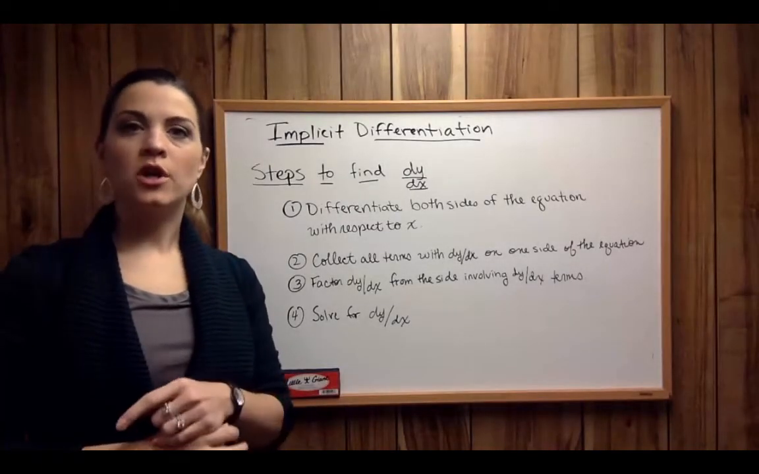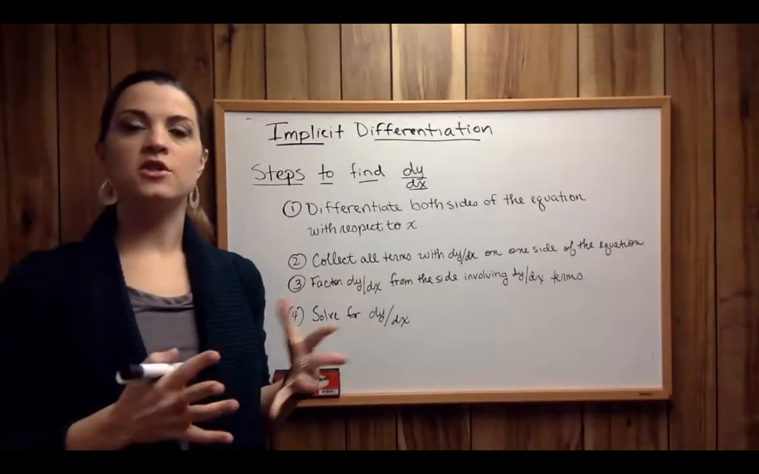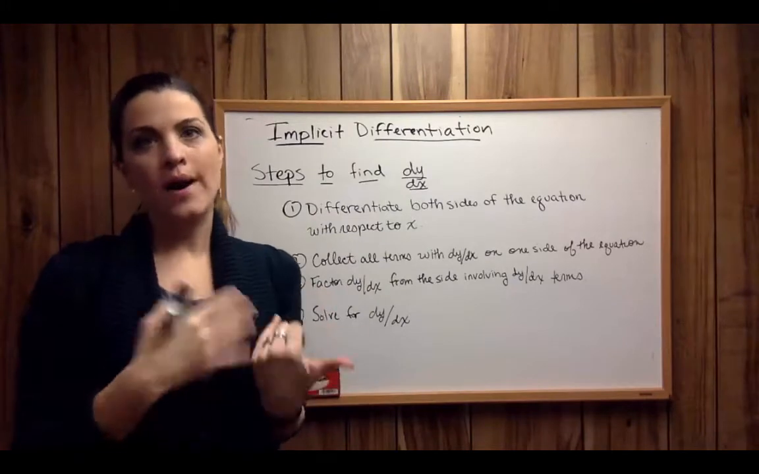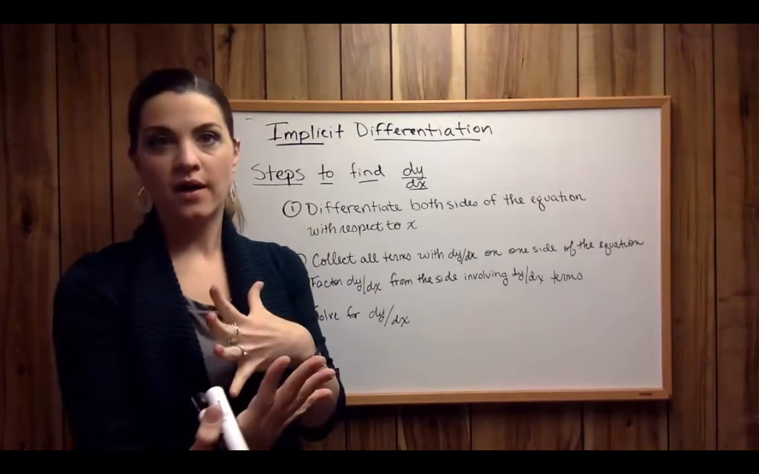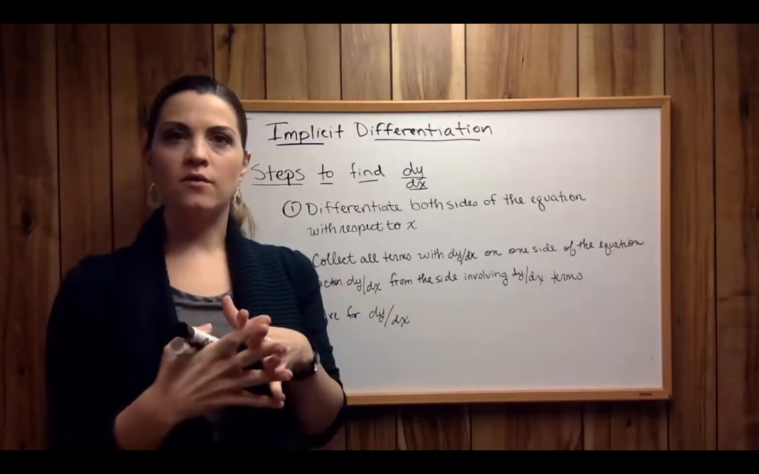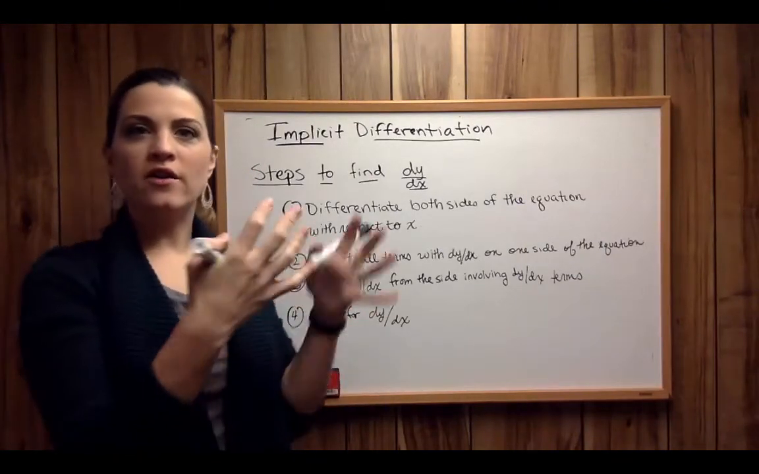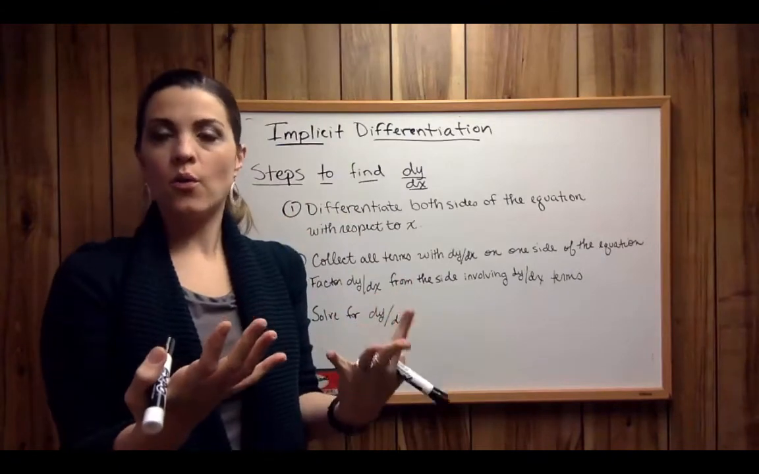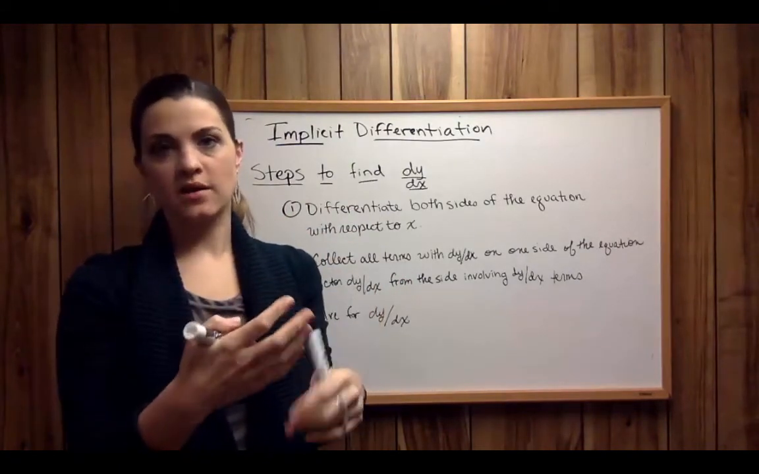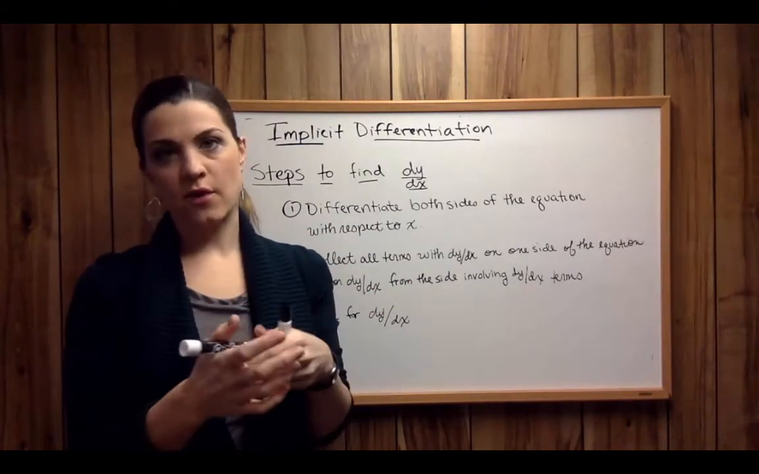In this video, we will look at how to differentiate functions that aren't in the form y is equal to f of x. The main type of examples that we'd see would be where the x and the y are together and you can't solve for the y in order to find dy dx. We call this implicit differentiation.